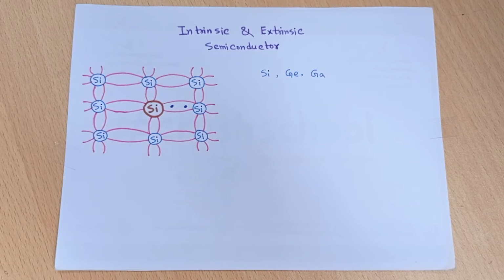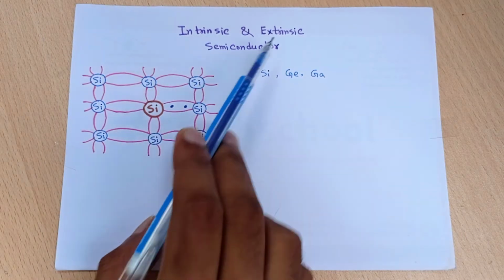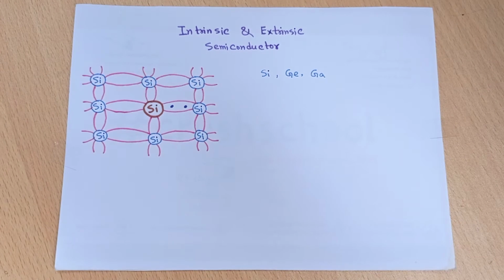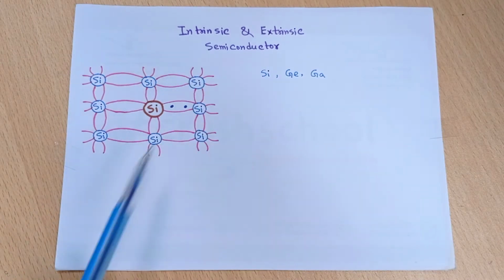Today our topic is intrinsic and extrinsic semiconductor. So we have known about the types of semiconductor, which are intrinsic and extrinsic. But what is intrinsic and what is extrinsic, and how does it work? So today I want to show you how the intrinsic and extrinsic semiconductors work.